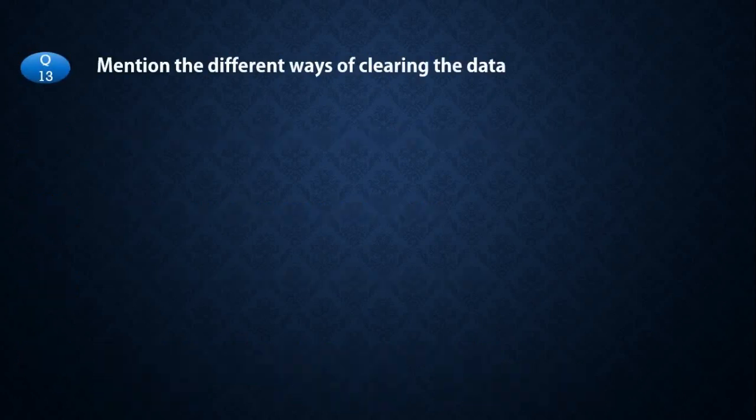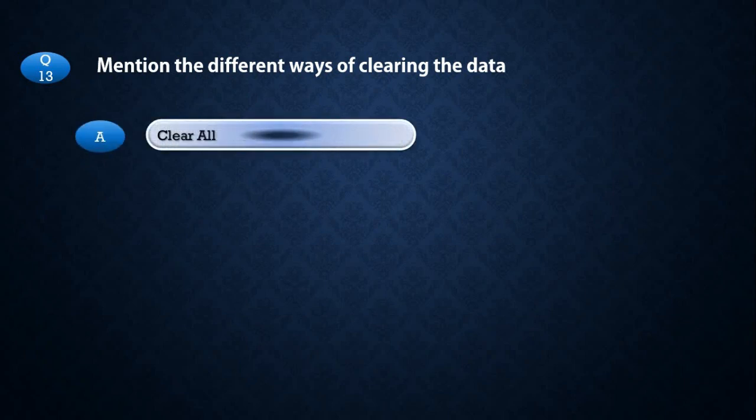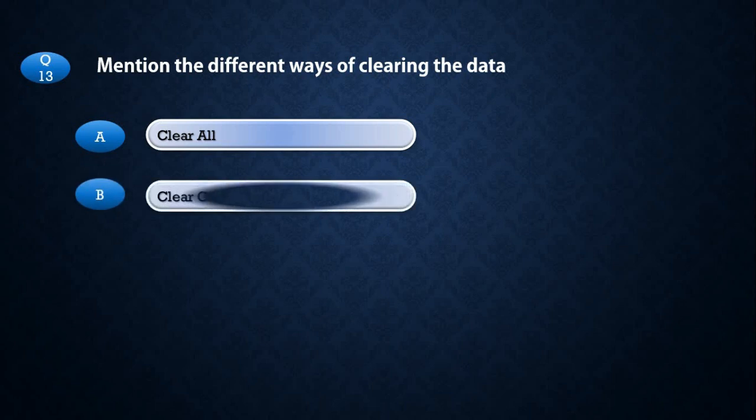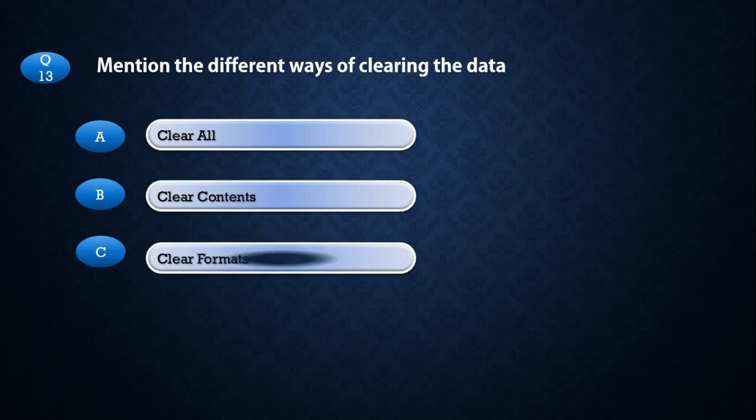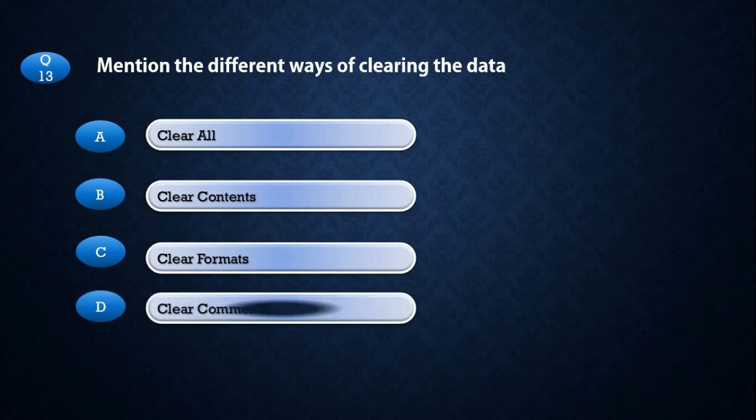So the answer for the 13th question, mention the different ways of clearing the data. So you have clear all, clear contents, where only the contents will be removed, format is retained there. And the next one, clear formats, where only the formats will be cleared, contents will be left. And lastly, clear comments, only the comments will be deleted. So these are the different ways of clearing the data.